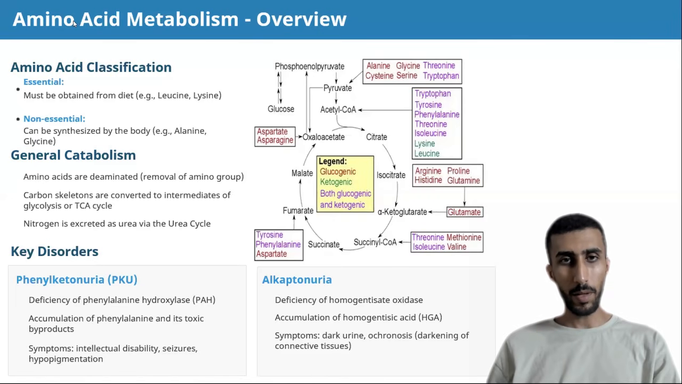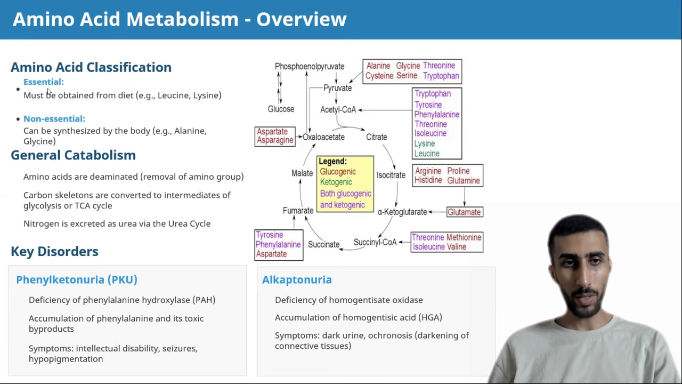Next is amino acid metabolism. The amino acids are classified into essential amino acids and non-essential amino acids. What we mean by essential is that we must obtain them from the diet. If you don't take in your essential amino acids, you're going to get protein malnutrition, such as marasmus and kwashiorkor. For example, leucine and lysine. Leucine is a branched chain amino acid essential for the synthesis of proteins in our muscles, and lysine is very essential for collagen, for example.